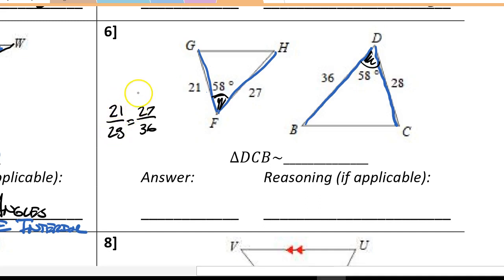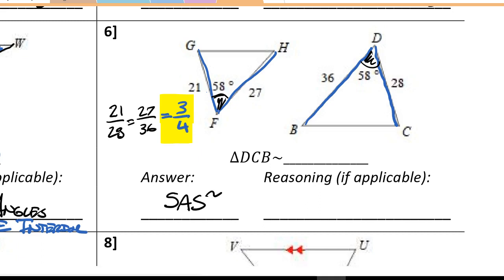21 over 28. Does it reduce down to the same number? Yes, it does. 3 over 4, meaning that side lengths are in proportion, meaning that we are congruent by an angle in the middle, and two proportional sides, meaning we are similar via side angle side similarity. We did not add any official things to our diagram, so I won't have any reasonings. However, we can now write the similarity statement of triangle DCB is similar to triangle FGH.